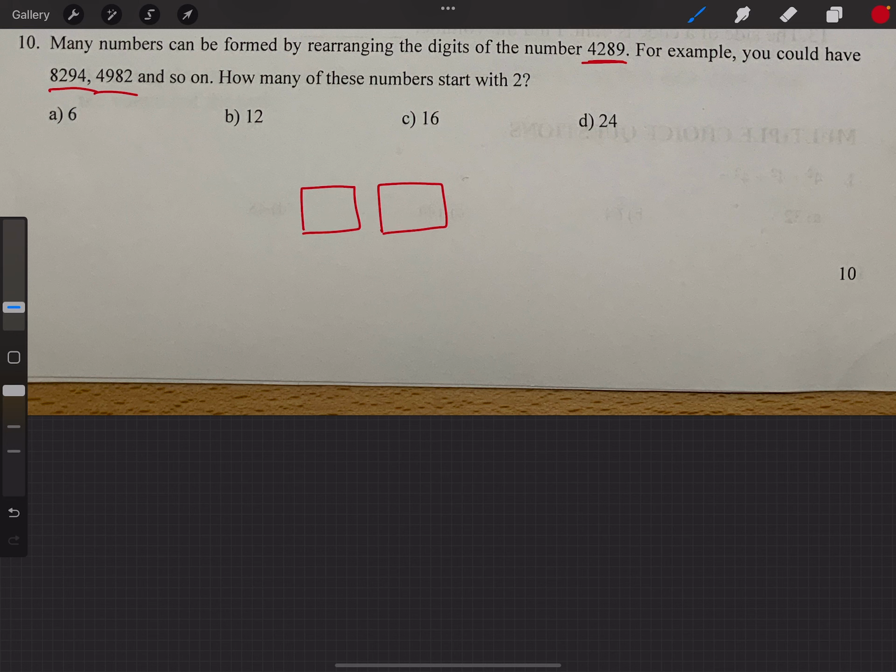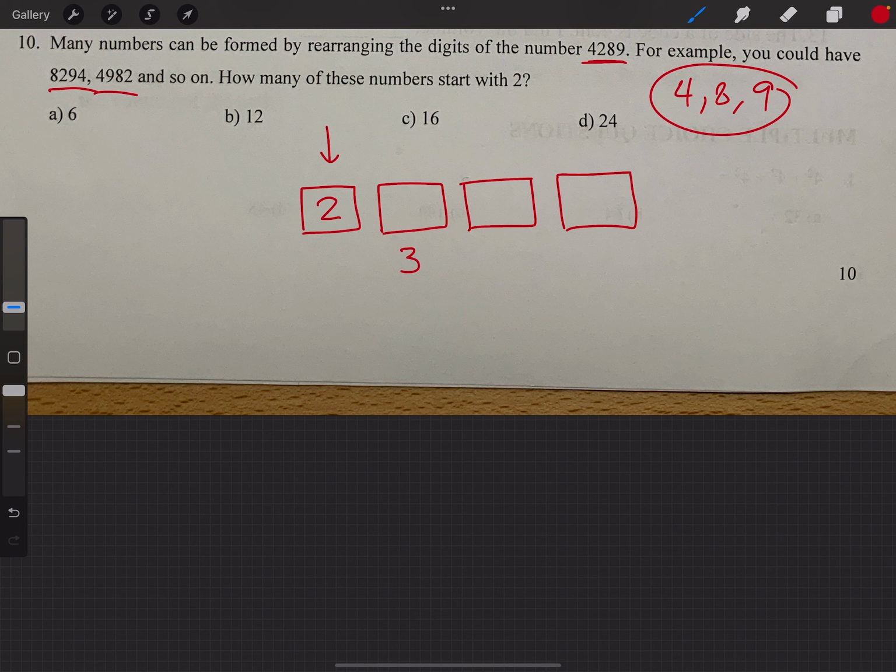Here are the 4 digits. If you want to start the number with a 2, that means you have to put a 2 in the first column, right? The second column can be any number. We don't really care. It could be a 4 or an 8 or 9. So how many numbers can go into the second one? Well, we've got 3 different numbers, so we can put 3 different numbers in there.